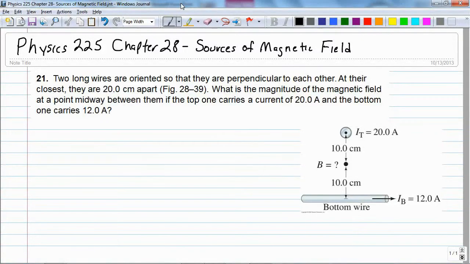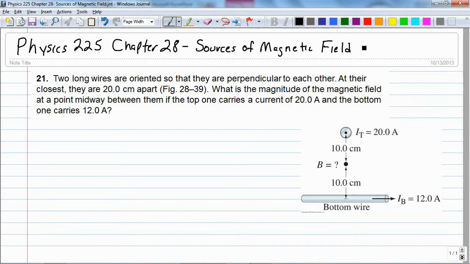As an example of the magnetic field due to a wire, current in a wire, we have this problem. Two long wires are oriented so that they are perpendicular to each other. At their closest, they are 20 centimeters apart, and we want to know the magnitude of the magnetic field at a point midway between them. The top one is at 20 amps and the bottom is at 12 amps.